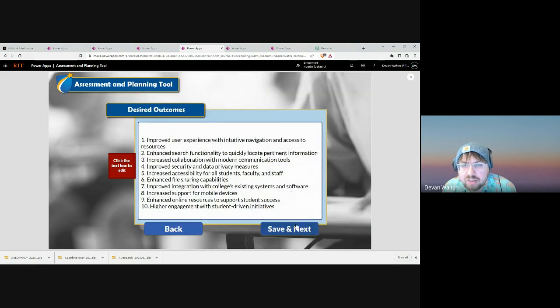After that, it gives us a rundown of some desired outcomes you might have if you were planning out this initiative. So, improved user experience with intuitive navigation and access to resources, improved security and data privacy measures, enhanced file sharing capabilities. Now, these are all pretty reasonable things that we would set as objectives if we were really planning on redesigning a college internet. So these aren't too bad. You get 10 pretty reasonable outcomes.